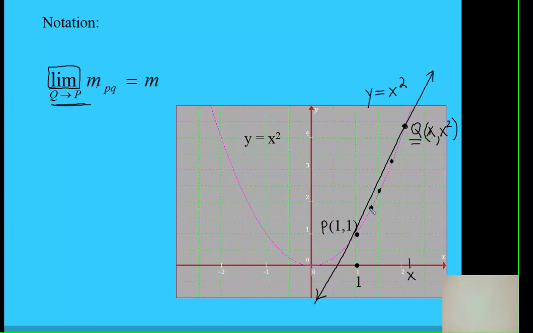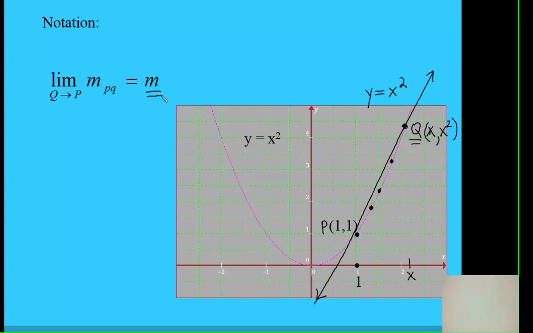What happened when we took the point Q and let it approach the point P? Well, it got closer and closer to the slope of our tangent line. So this is the notation we use when we want to find the slope of the tangent line. We say the limit of the slope of the secant line, m subscript PQ, as Q approaches P equals the slope of our tangent line, m. So this is the notation that we will be using.